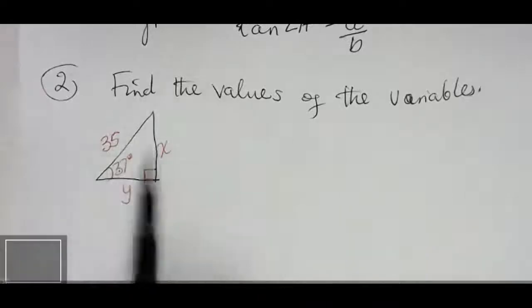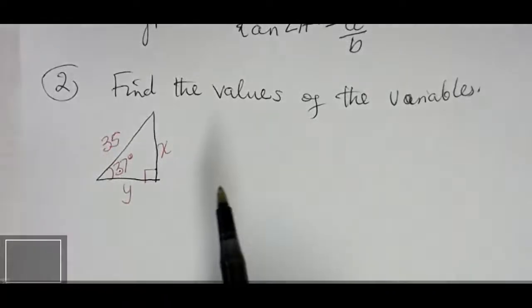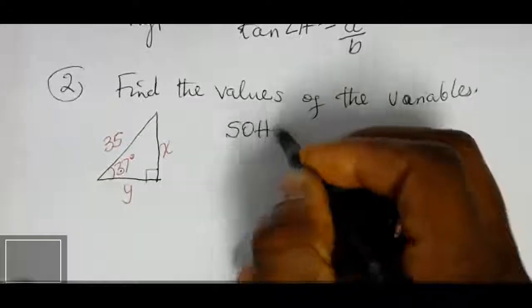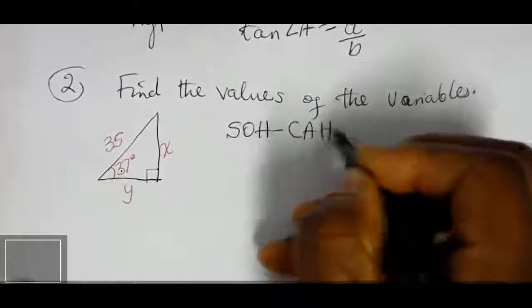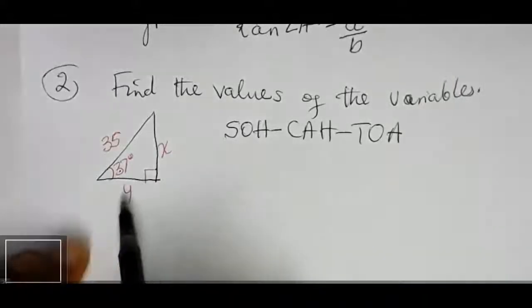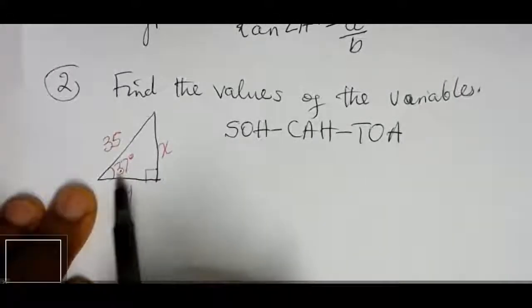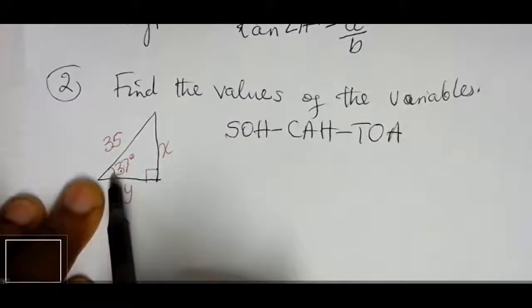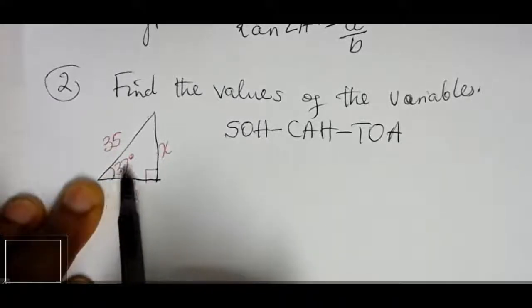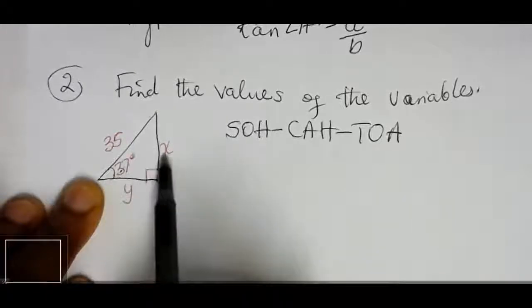So now we have to make a decision. Which trig ratio are we going to use? Are we going to use sine or cosine or tangent? Again, we write our guide here, SOHCAHTOA. We focus on angle 37, the only angle we have. We look at how we can connect. We need to have at least one variable and a number.